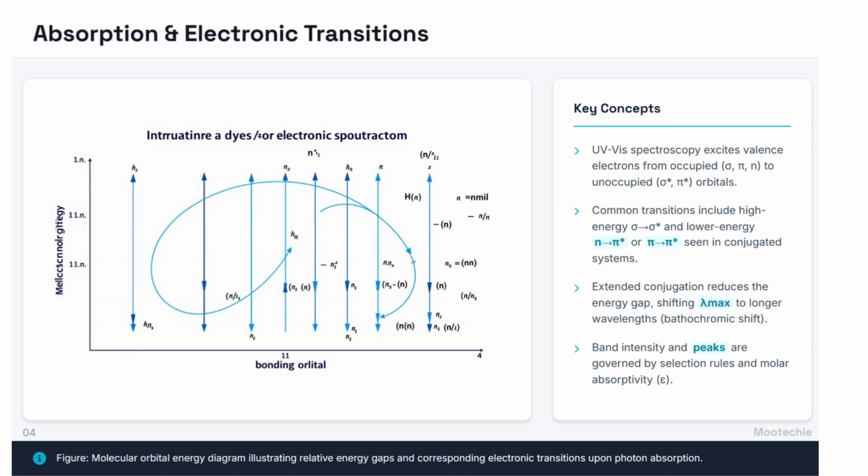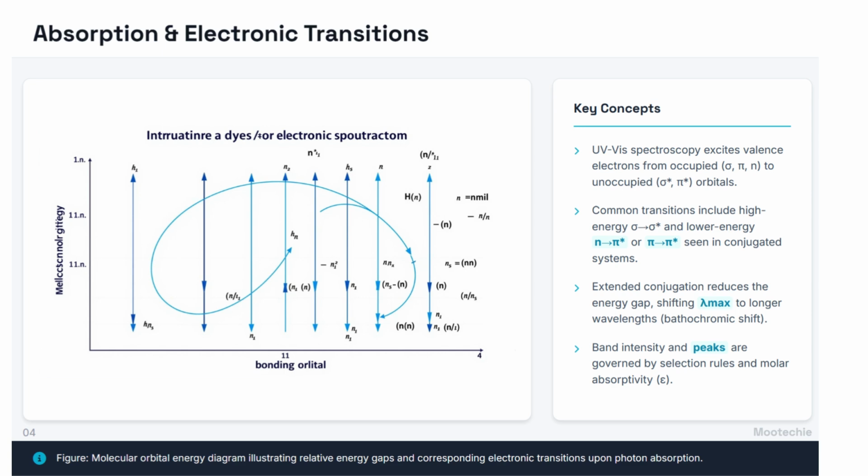When a molecule has extended conjugation, it reduces the energy gap, shifting the lambda max to longer wavelengths. This is known as a bathochromic shift. Finally, band intensity and peaks are governed by selection rules and a property called molar absorptivity, epsilon.